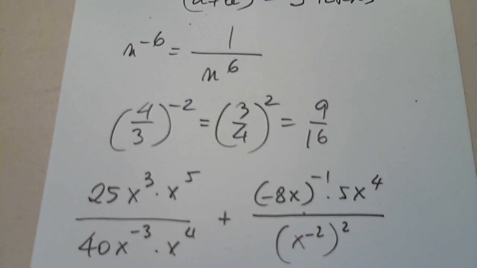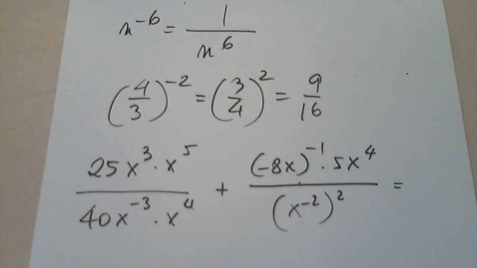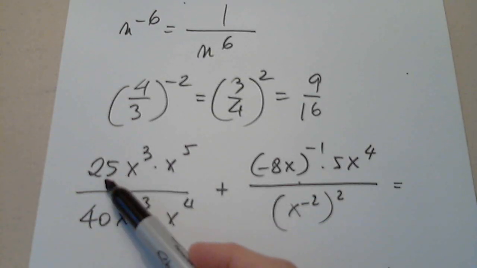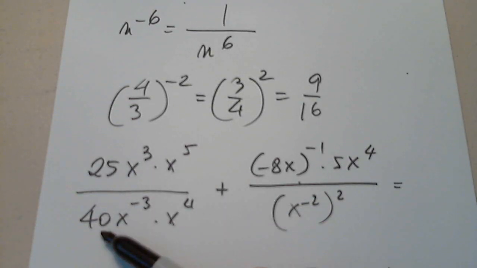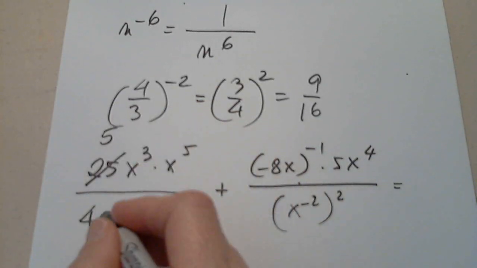Okay, this looks messy. It's not. They're just trying to throw us off, and they will not succeed. Okay, so 25 is 25, but I have a 40 in the denominator. Why don't I simplify by 5 immediately?